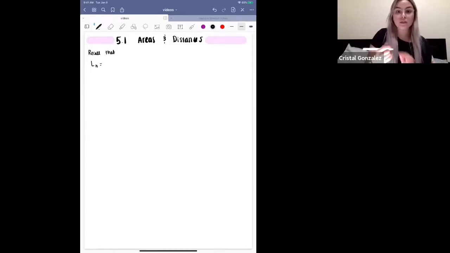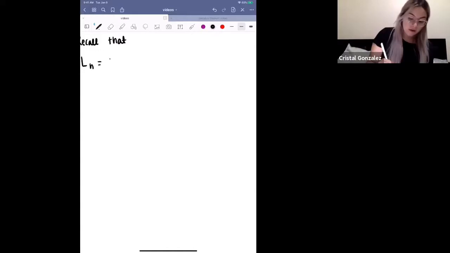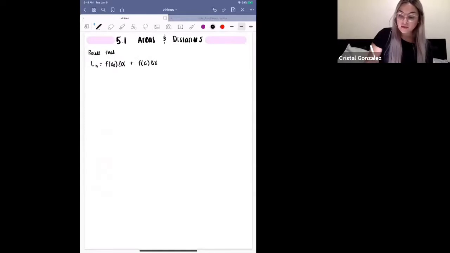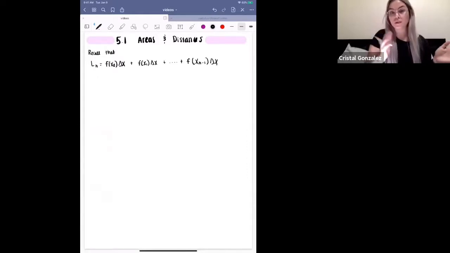So for our left endpoints, we did L of n. When we do our left endpoints, we start off at the left of the interval, so at the very beginning of the interval, which is f of x naught times our delta x, plus f of x1 times delta x, plus f of x2 times delta x, and then we're going to go all the way to f of x of n minus 1 times delta x, because we're just taking the leftmost endpoint.